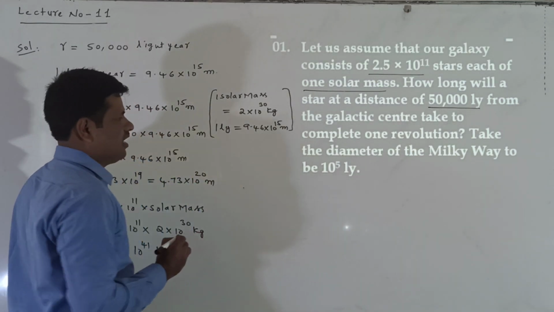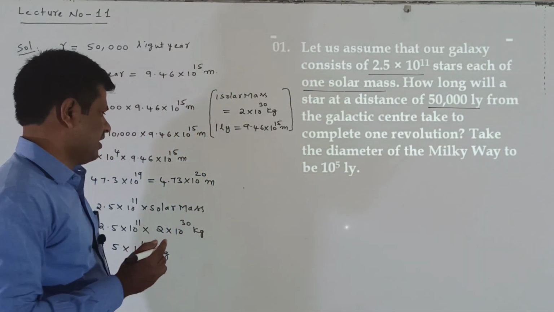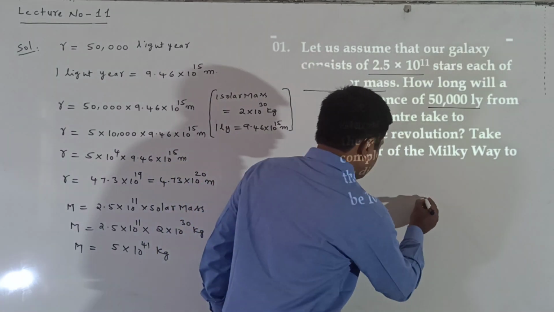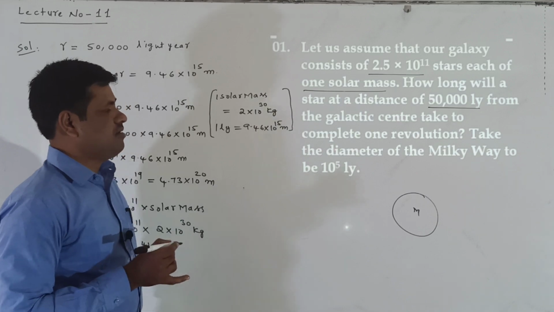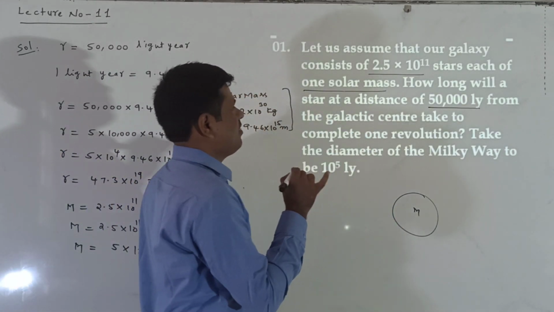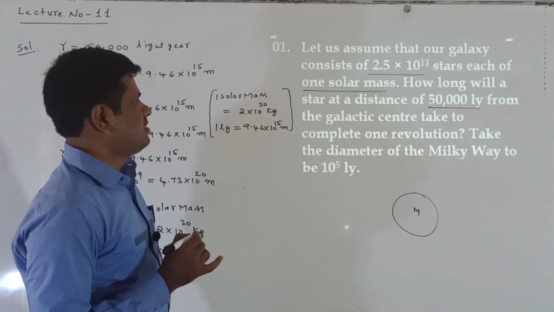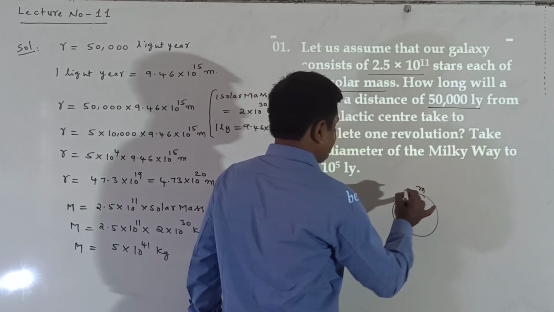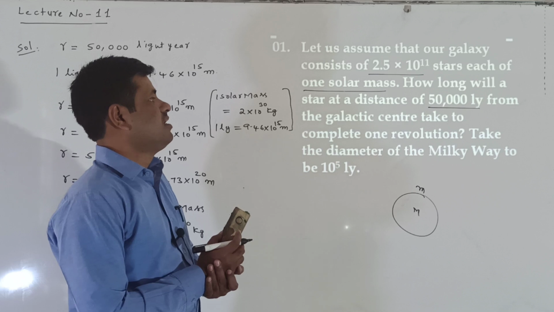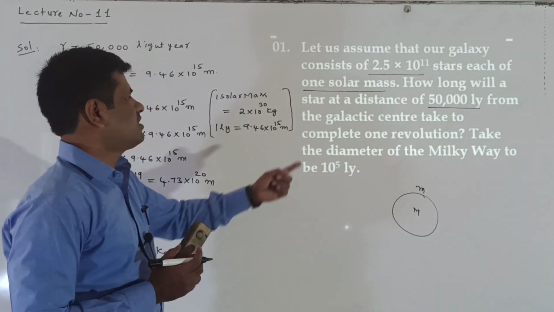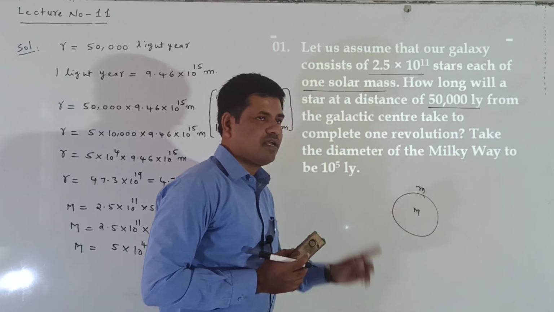Now first we have to find the formula for the time period. How to find the time period here? Listen, I am explaining. Suppose this is the mass of the galaxy, and around this one planet is revolving. Let us assume that our galaxy consists of 2.5 into 10 power of 11 stars, each of 1 solar mass. Consider 1 star. Around this galaxy 1 star is revolving.